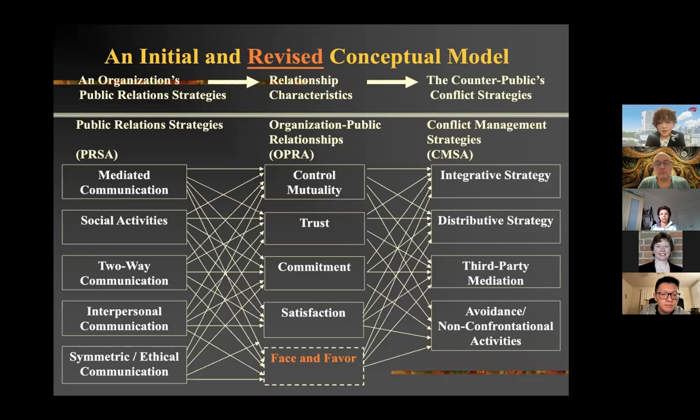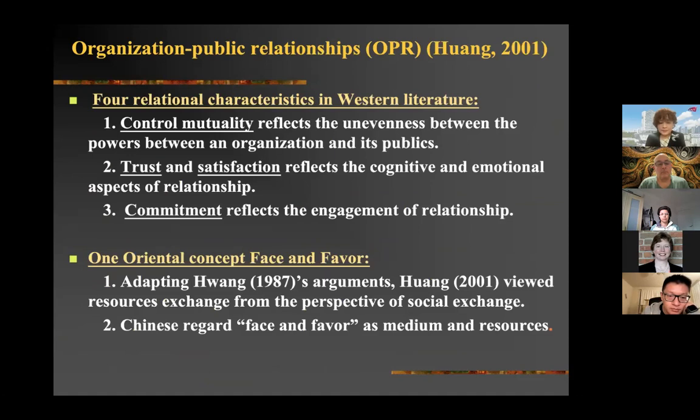So this comes to the revised conceptual model. I added the fifth component into the relationship measurement. As I just mentioned, four relational characteristics were adopted from the Western literature, that is control mutuality, trust, satisfaction, and commitment, and one oriental concept, named face and favor, that was adopted from Eastern literature.